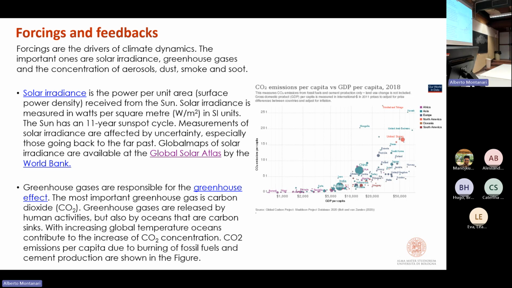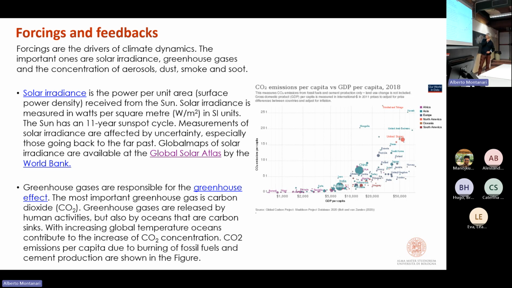Greenhouse gases, we already talked about concentrations, CO2 emissions, sorry, CO2 concentration and emission. So here, there is an interesting graph. This is taken from Our World in Data. It is showing the CO2 emissions per capita, the vertical axis, against the gross domestic product per capita in the countries. And so China, United States, the size of the point is proportional to the population of the country.